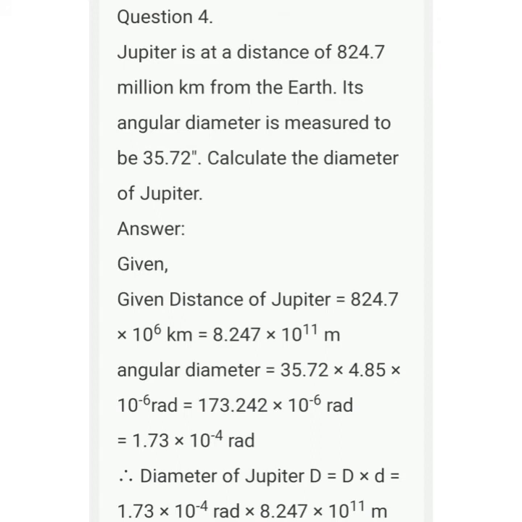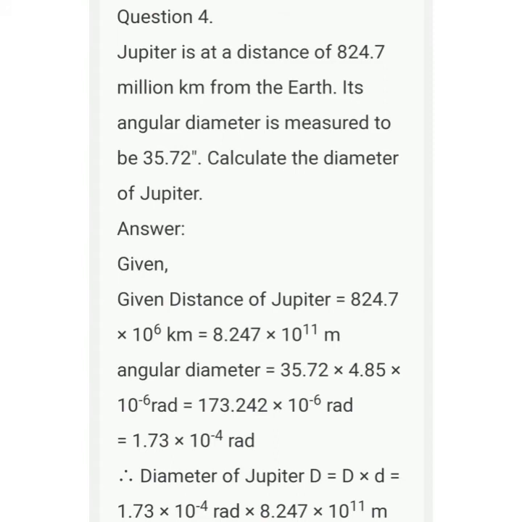So the given distance of Jupiter is 824.7 in million kilometer. Million means 10 power 6. So you need to convert 10 power 6 into meter. And then the angular diameter is given in degrees. Convert it into radian. To convert it into radian, you need to multiply it by 4.85 into 10 power minus 6. So you will get the value for angular diameter.